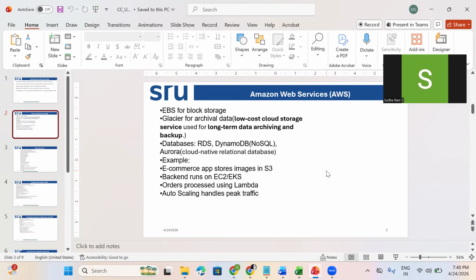For every practical, we used to connect with EC2 only. EC2 is used for instance storage. What does instance storage mean? When we terminate that instance, the storage also gets deleted. Orders are processed using Lambda. Autoscaling handles peak traffic.